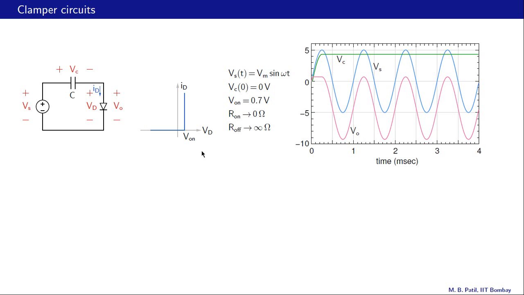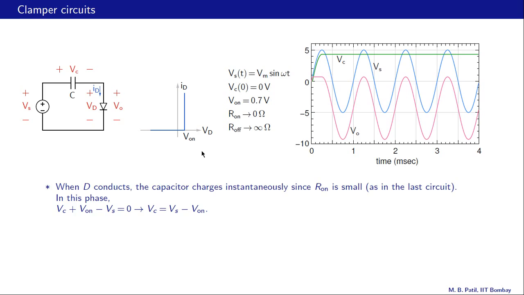Let us go through the observations that we went through earlier and relate those to the graphs. When D conducts, the capacitor charges instantaneously, once again, since the time constant is small, as in the last circuit. In this phase, we have Vc plus Vd, which is V on since the diode is conducting, minus Vs equal to 0, and that gives us Vc equal to Vs minus V on.